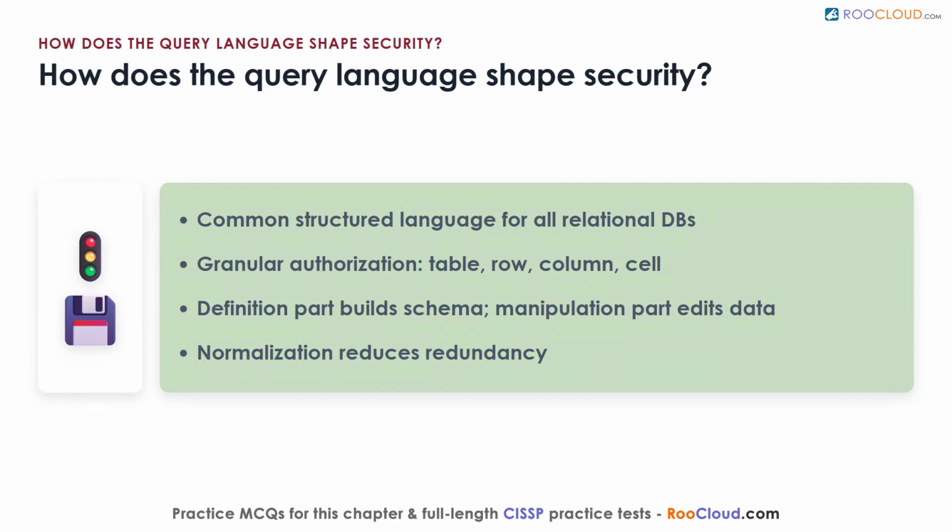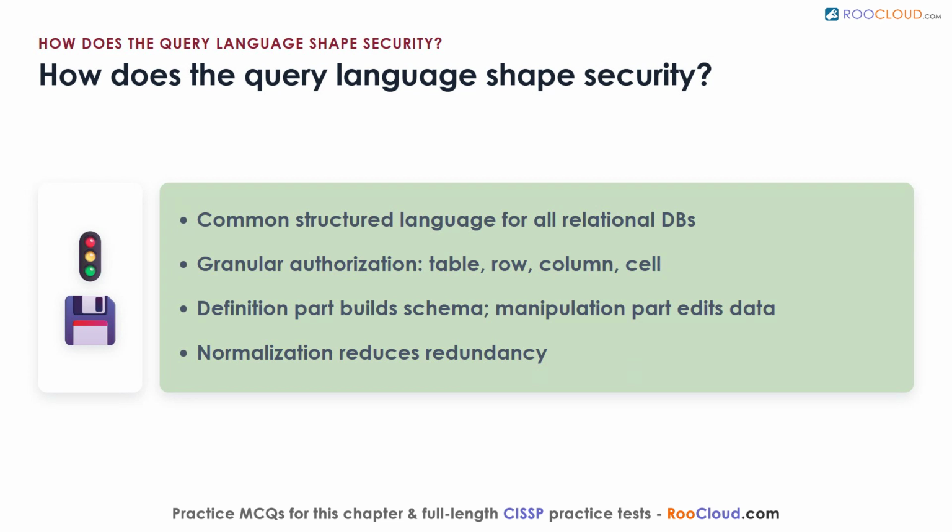Every relational database speaks a common, structured query language, giving users a consistent way to store, retrieve, and modify data and to administer the system. Its standout security feature is granularity of authorization, meaning you can set permissions at a very fine level, limiting access by table, by row, by column, or even by an individual cell.